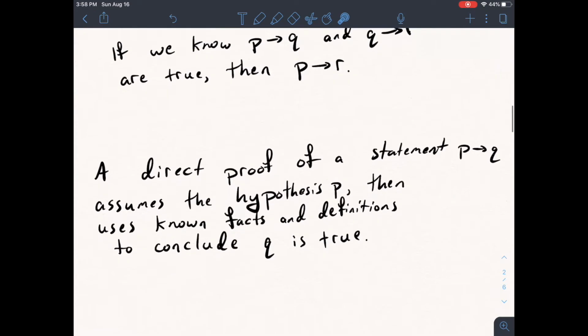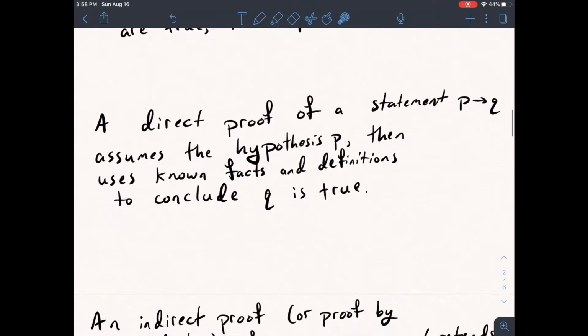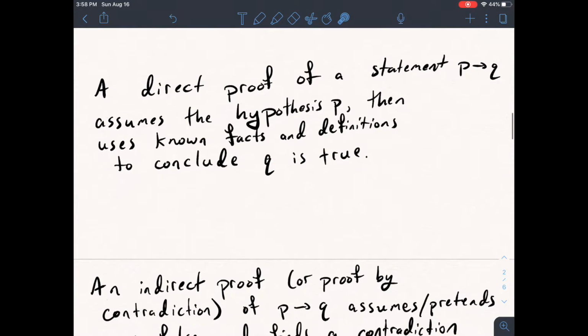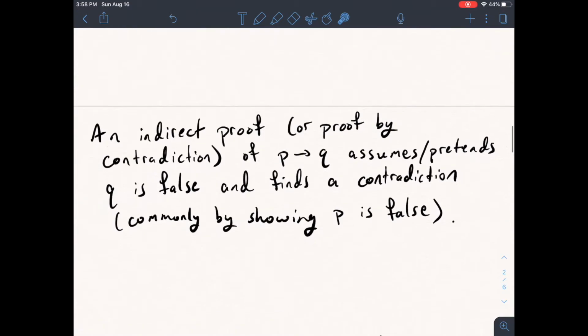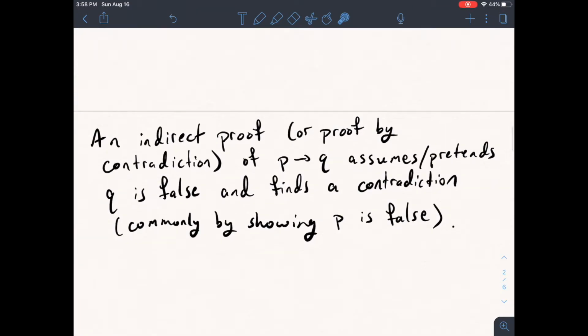So anyway, that's what a direct proof is. So now, what is an indirect proof? An indirect proof, sometimes called proof by contradiction. These are slightly different, but regardless. An indirect proof of P implies Q assumes, or you could think of it as pretending, that Q is false and finds a contradiction somewhere. And commonly you will find the contradiction by showing that P is false.